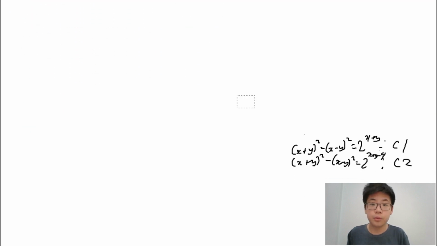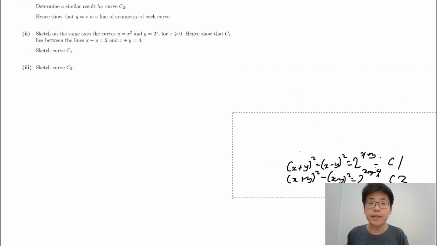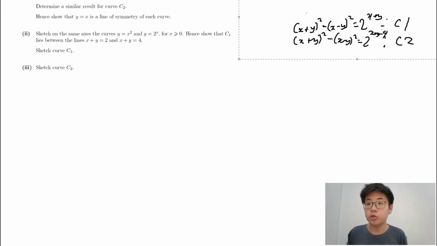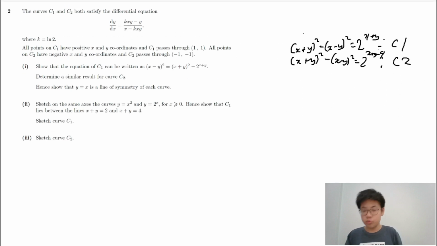So, we have our two equations. (x plus y) squared minus (x minus y) squared equals 2 to the power of x plus y, and (x plus y) squared minus (x minus y) squared equals 2 to the power of x plus y plus 4. I'm sorry, this might be a little illegible since I'm writing on a pad instead of on a piece of paper. Now, hence show that y equals x is a line of symmetry for each curve.